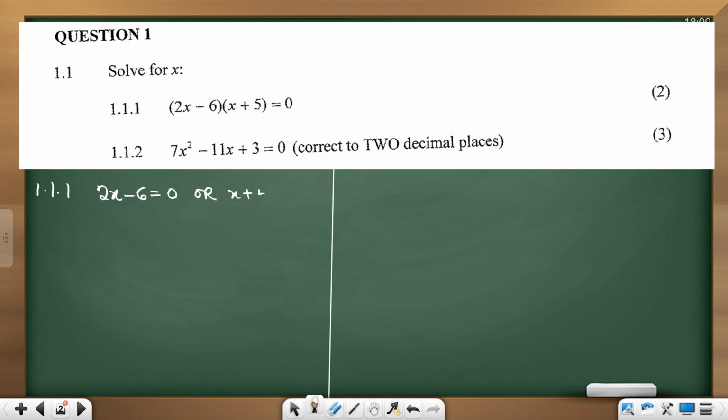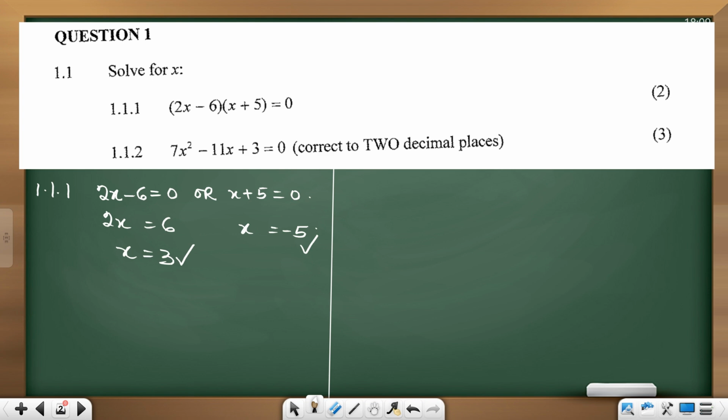Or x plus 5. Once I have a 0 on the right hand side, don't expand. And x equals 3, or x equals, we are done there, 1 and 2. Those 2 marks for everybody doing maths.